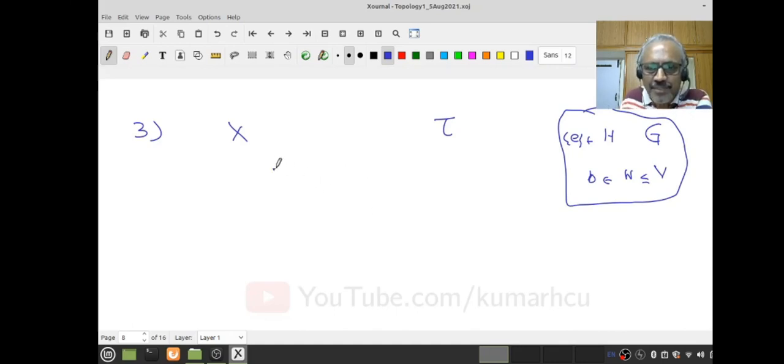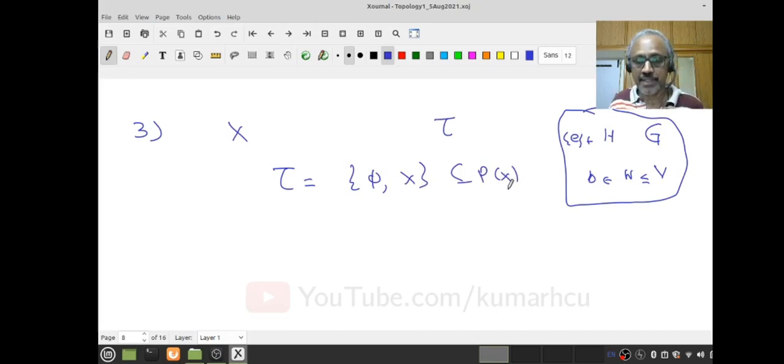Therefore, let me check if I take tau to be equal to only empty set and X. You understand that? Remember what is tau? It must be a subset of the power set of X. That means it must have certain subsets of X. What are the two subsets of X I am taking? Only empty set and X. Is this a topology? If it is, I will call it tau indiscrete. Why is this a topology?